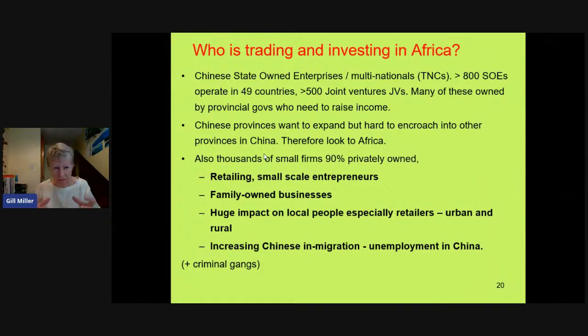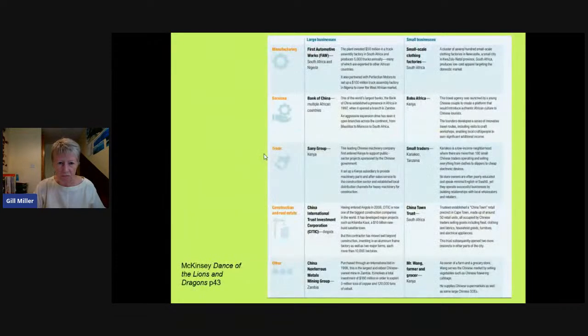So there's the big firms, and then there's thousands of small firms, the small entrepreneurs, often family owned, and they're the ones that are having quite an impact at a local scale in the local markets in Nairobi and Mombasa and Accra and so on. And increasingly there is migration from China into Africa, and also I put on the bottom there criminal gangs, of course, and no country is without its criminal gangs who are going into Africa.